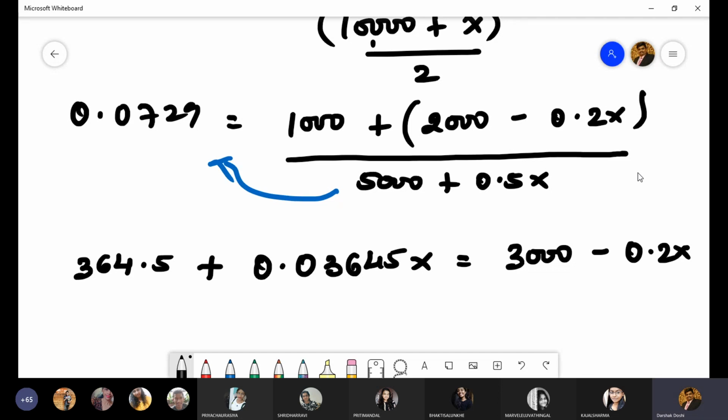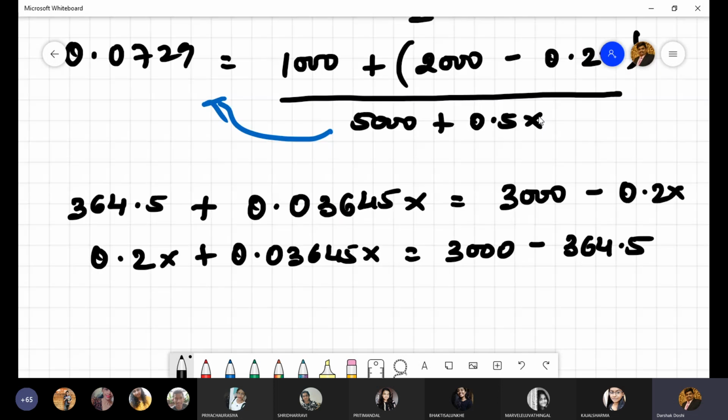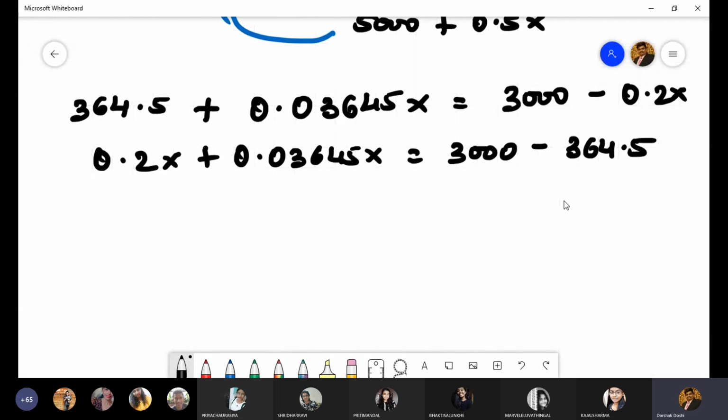Now let us rearrange the whole data. So 0.2x plus 0.03645x is equal to 3,000. If somebody does not understand what I am doing, unmute yourself and speak up. I'll explain you in detail. Obviously, I'm writing down everything in detail, but I'll give you more explanations about it.